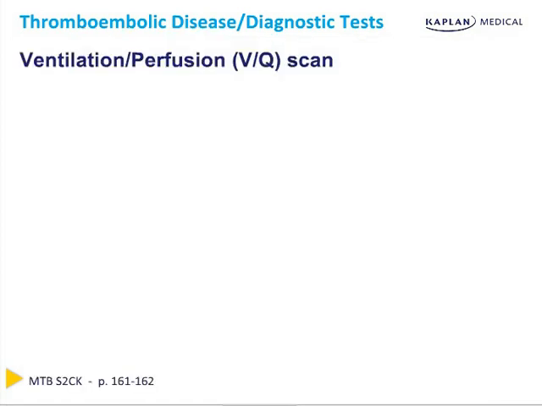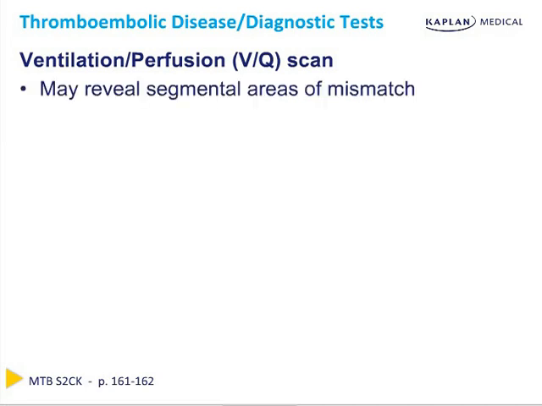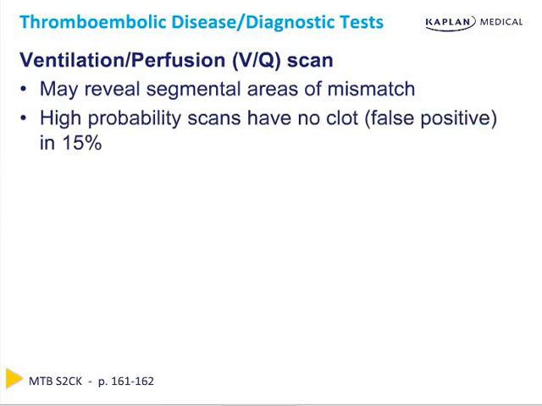A different diagnostic test is the ventilation perfusion scan. In this test, the patient breathes in radio-labeled air and is given an intravenous contrast agent. Scans of the lung are then taken to compare the areas of ventilation with the areas of perfusion. If you see areas of segmental mismatch, this is indicative of a pulmonary embolus. These scans are read as either low, intermediate, or high in terms of their probability for predicting a PE.